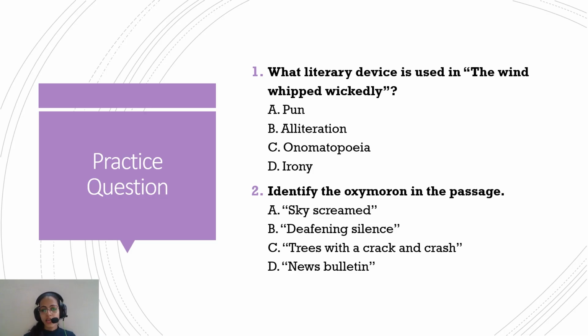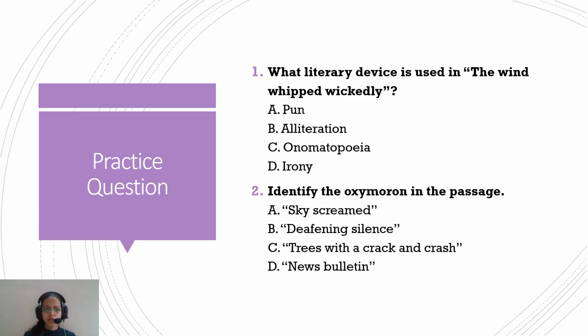Sky screamed, deafening silence, trees with a crack and crash, news bulletin. So, what was oxymoron? Two contradictory words placed together to create a dramatic effect. So, deafening silence. Something that is deafening is too loud, and silence means there is no voice or anything. These two contrasting words have been placed together to show that it was stark silence, not even a little bit of sound. The silence is too heavy, almost like a heavy noise.